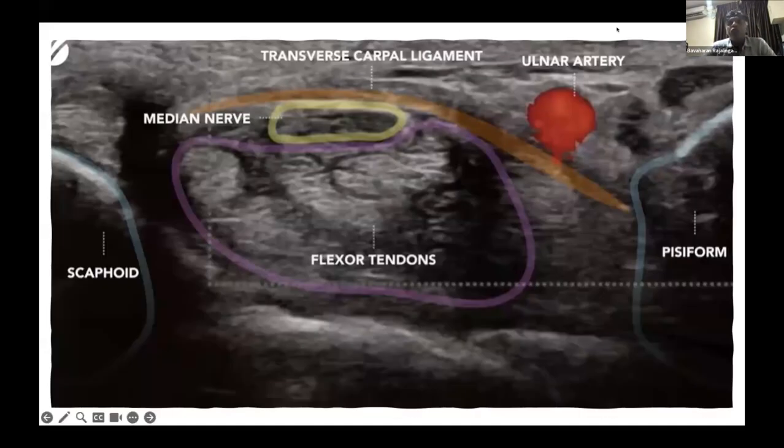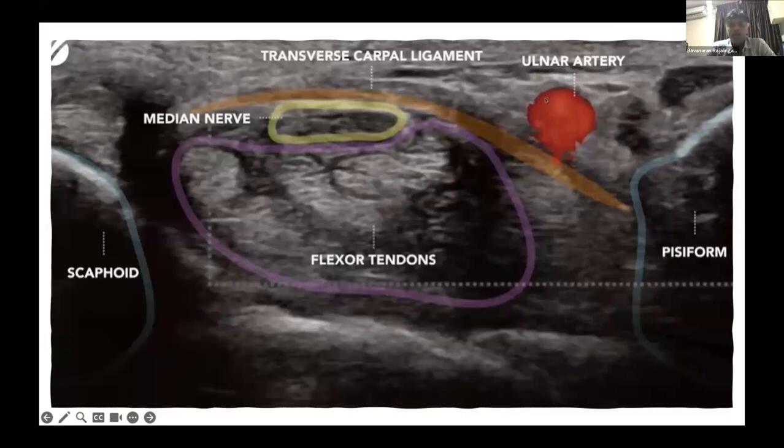Coming on to the ultrasound evaluation. You could see here, I've just put the lines here to make it easier to differentiate. Here you could see in ultrasound this orange line, which is the transverse carpal ligament. Usually the ulnar artery is medial and anterior to the ligament. It's always medial, anterior to the ligament.